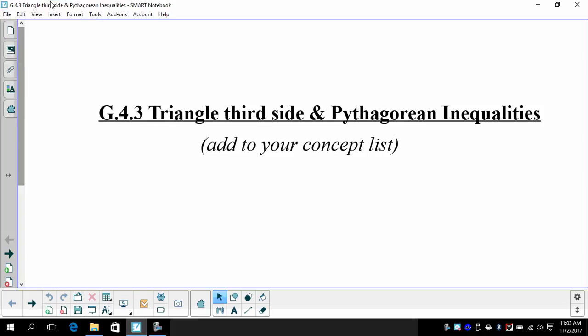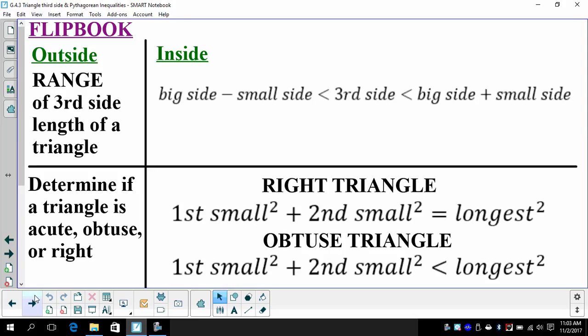Hey, so today we're going to talk more about the sides of triangles. So I've got two things to add to your flipbook, two different flipbook flaps. The first one is how to find the range of the third side length of a triangle if you know two sides already. We'll talk about that in more detail. Just get the inequality written down here.